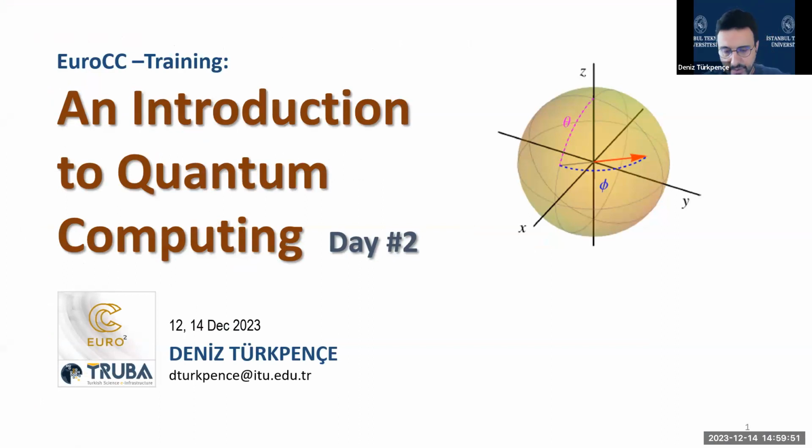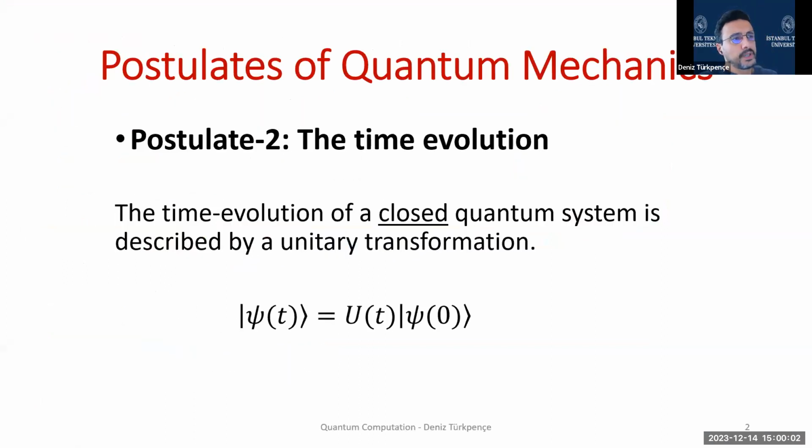In the previous lecture, we made a very fair introduction to the mathematics of quantum computation. And we will continue from the postulates of quantum mechanics again, the basic assumptions of quantum mechanics. The second postulate is about the time evolution of a quantum system. Here it is. The time evolution of a closed quantum system is described by a unitary transformation.